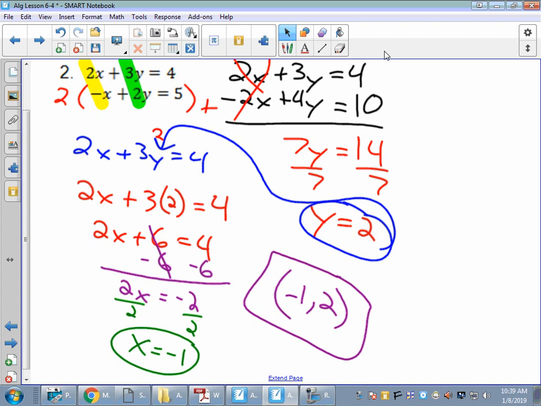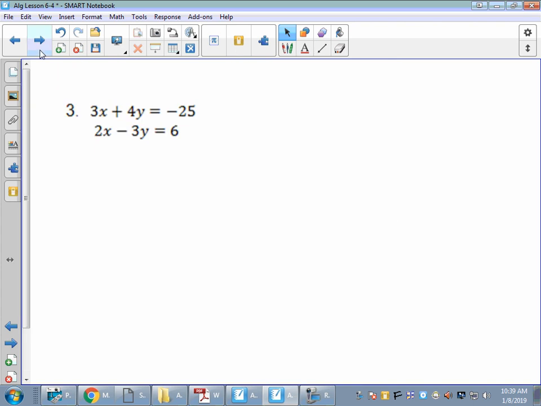Okay? All right, let's do one more. And the reason we're going to do one more is we've done one where we eliminated x. We've done one where we eliminated y, and we've multiplied by a positive and a negative. But let's do one where we have to multiply both equations, because that sometimes happens.